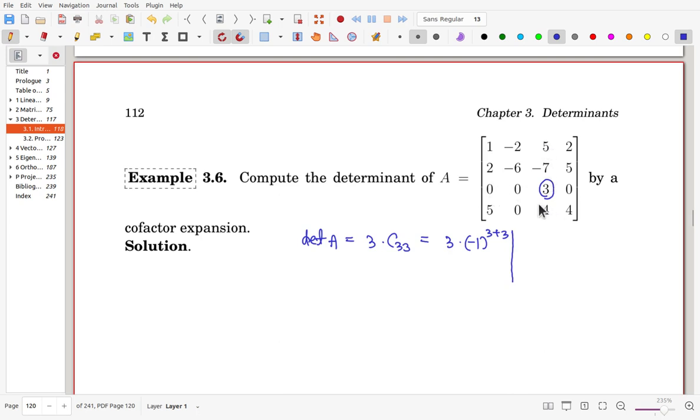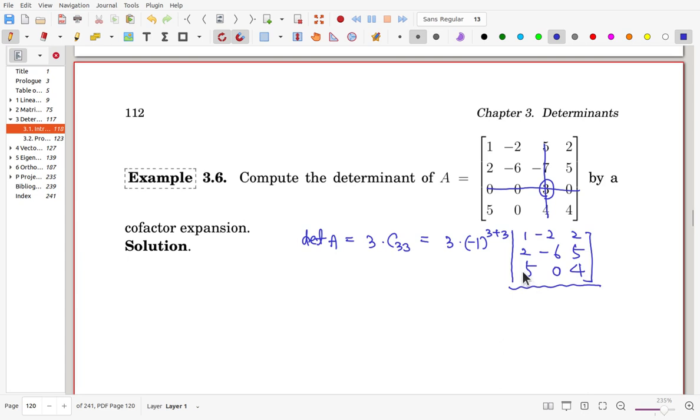That is 3 times minus 1 to the 3 plus 3, and now the determinant of the submatrix after eliminating the row and column. We have 1, minus 2, 2; 2, minus 6, 5; 5, 0, 4, right? Let's visualize here. That is eliminated, and the remaining part is 1, minus 2, 2; 2, minus 6, 5; 5, 0, 4. Again, now you have to get the determinant of this matrix.